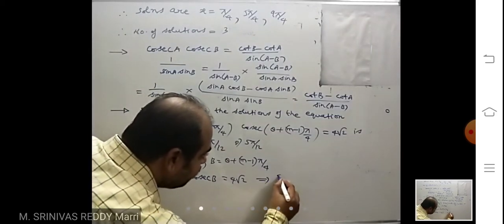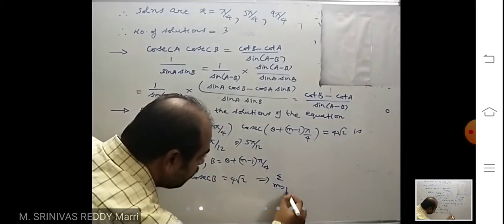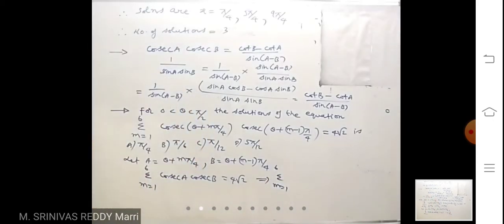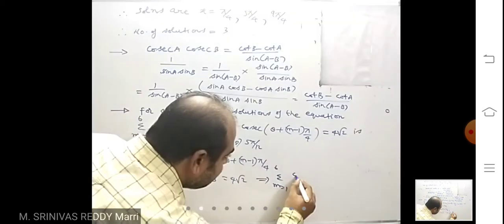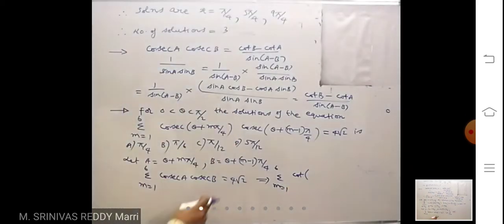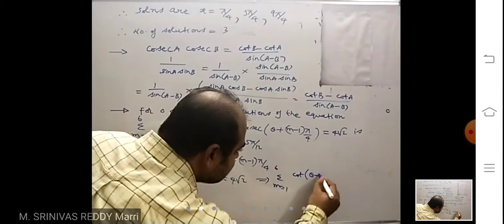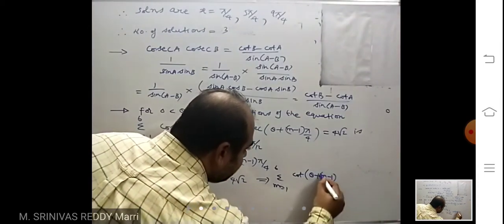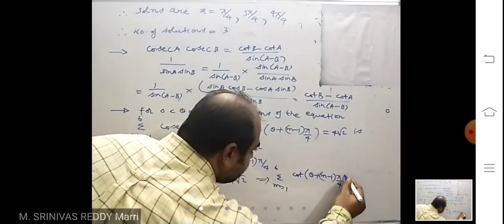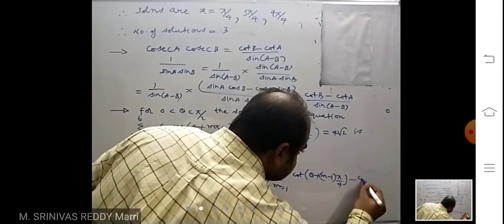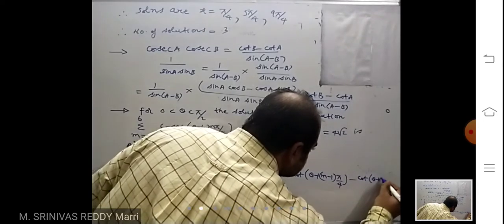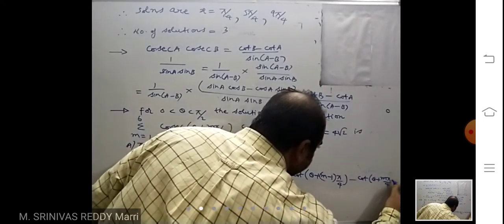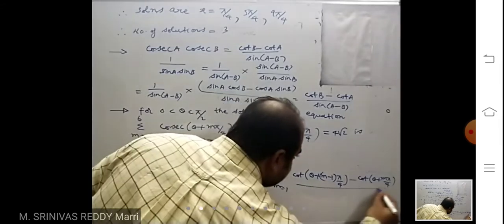This implies sigma m equal to 1 to 6 of cot B. Cot B means this angle, theta plus m minus 1 pi by 4, minus cot A, this angle. Very easy. Divided by, what you have to write in the numerator? Sine of A minus B.